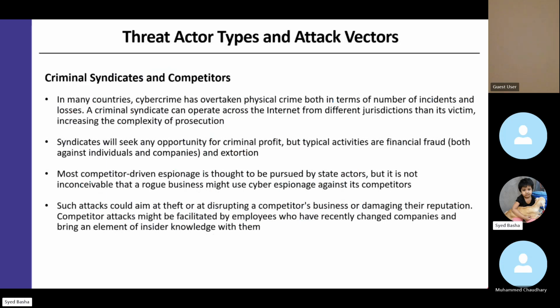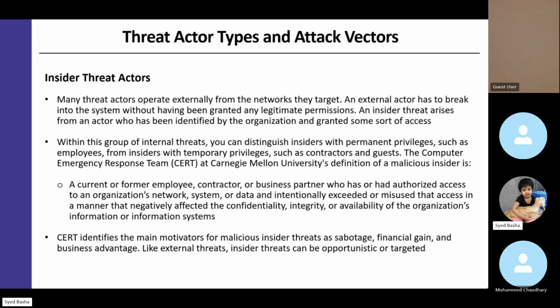We have discussed enough about this. There are criminal syndicates, where they can reach out to these syndicates and ask someone to attack. And then competitors as well, to disturb a business. Competitors also do this kind of attack. Insider threat attacks, we discussed about this.